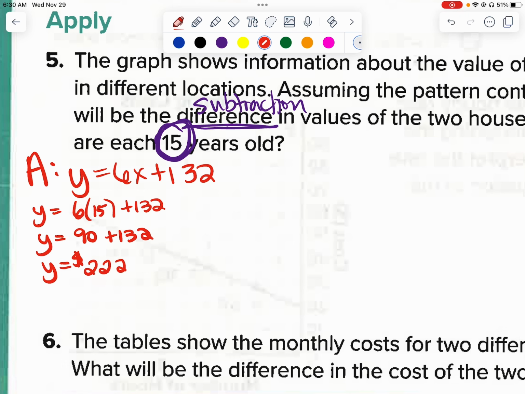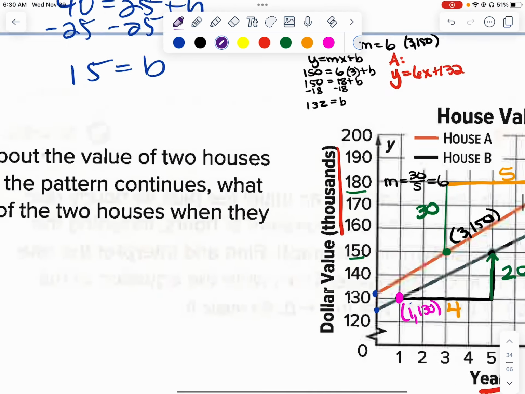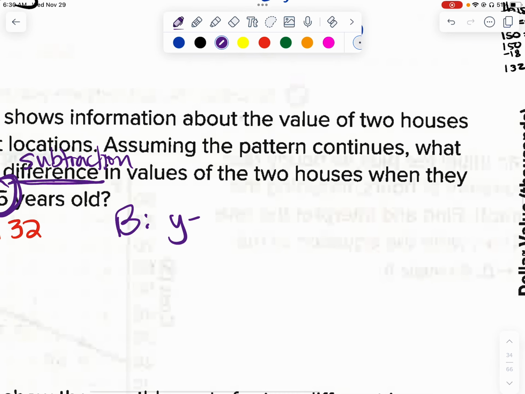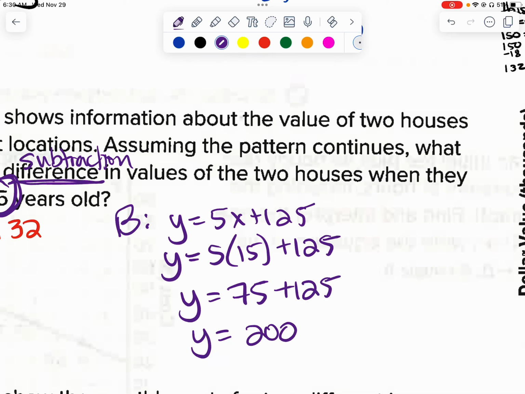Okay? So then I'm going to take my equation for house B. House B was 5x plus 125. So y equals 5x plus 125. And we want to know what it is at 15 years. So I replace the x with 15 plus 125. Okay, that's going to be 75 plus 125. So that's going to be 200.